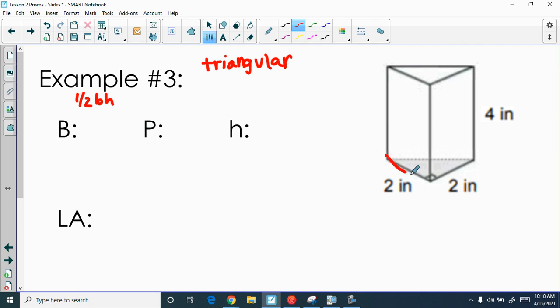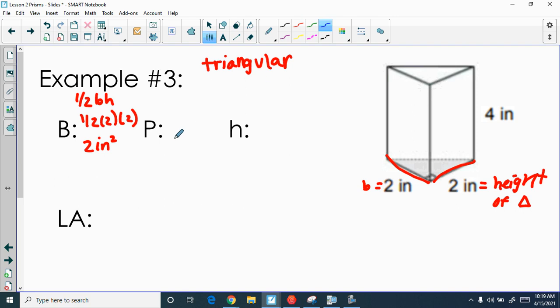So here's the base of my triangle. So this is little b. And this is the height of my triangle, not the height of the prism. All right, so I can find my area of my base. It's 1/2 times 2 times 2, or 2 inches squared.